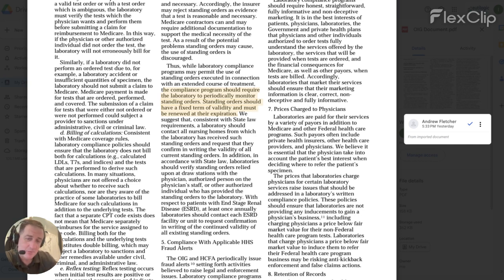So in any case, that's a little bit about the OIG compliance guidelines for laboratory and how you can start to embed some laboratory stewardship initiatives straight into your compliance department.